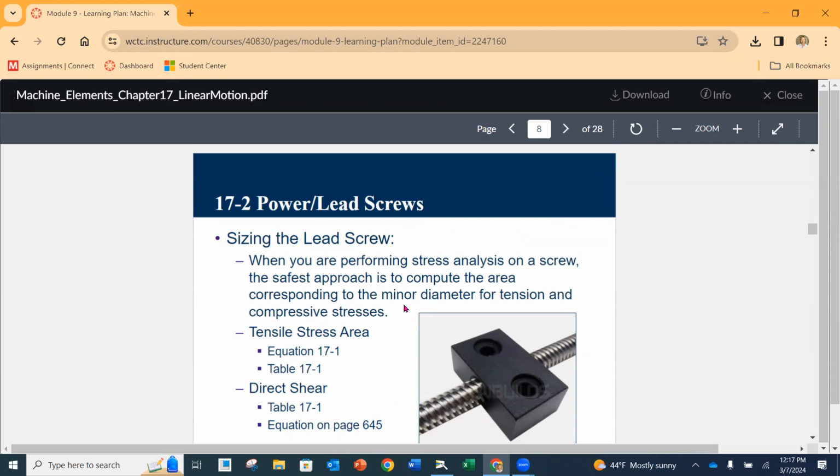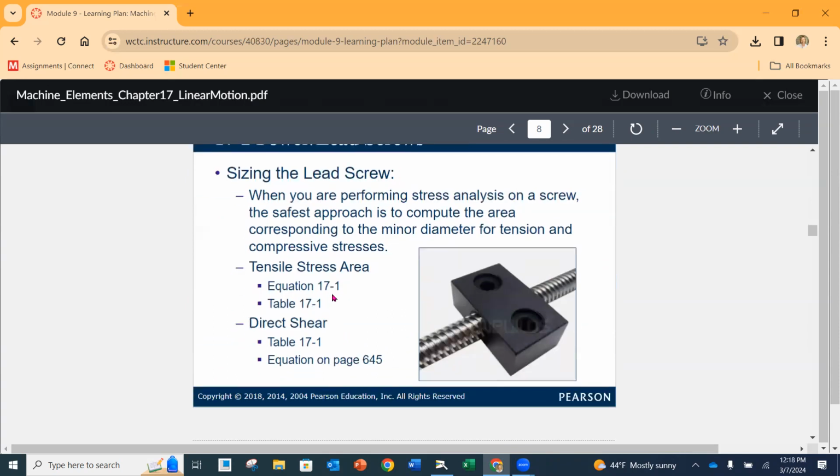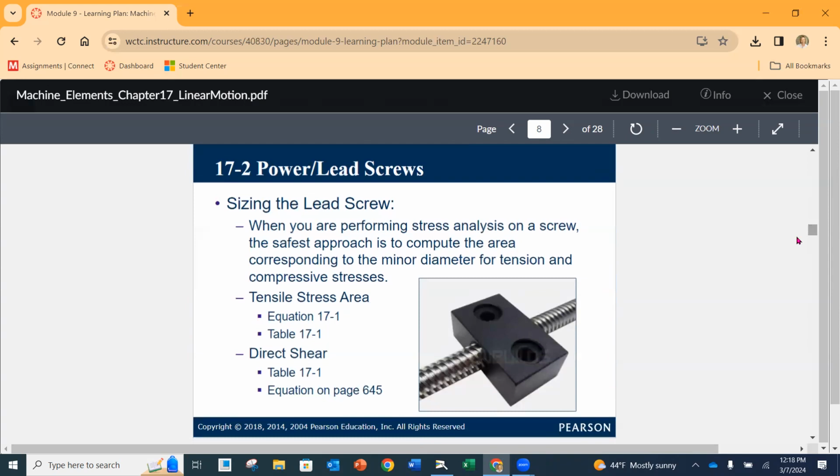Okay. So, sizing a lead screw. When we're performing, there are going to be some stresses that occur. The two types of stresses that we have are tensile stress area that we want to be concerned about, and it's really tensile and compressive, but usually tension is where it's going to be the limiting, and then we have direct shear across the threads themselves.